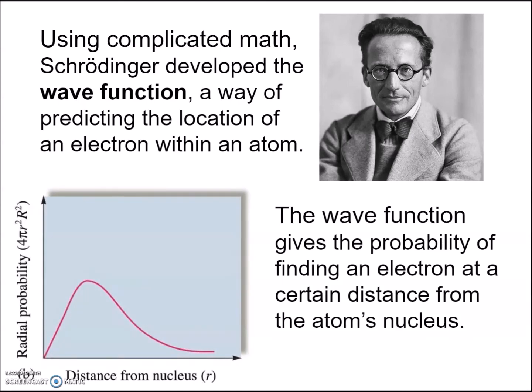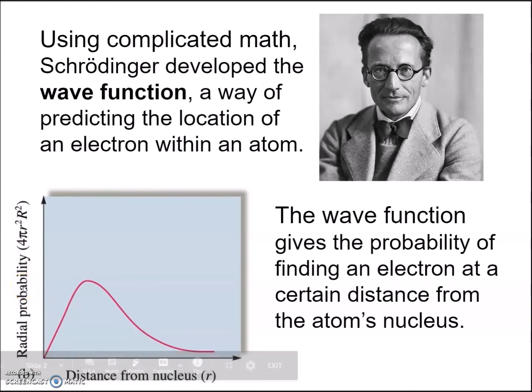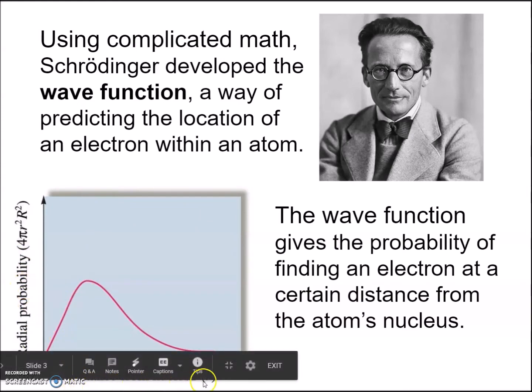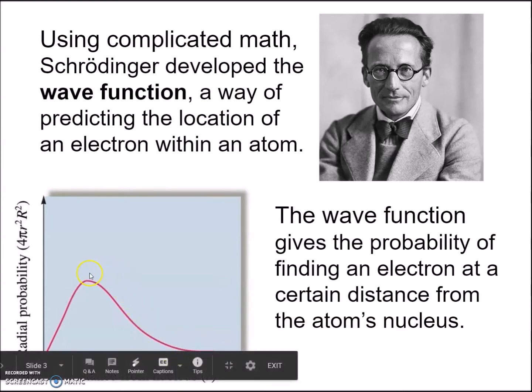The wave function gives the probability of finding an electron at a certain distance from the nucleus. So if you take a look at this graph, it says radial probability. It means the likelihood of finding an electron plotted against distance from the nucleus. As you move to the right on this x-axis, you're getting farther and farther away from the nucleus. So if this graph showed one electron's likelihood of being found, you would say, hey, its peak probability is at this distance from the nucleus.